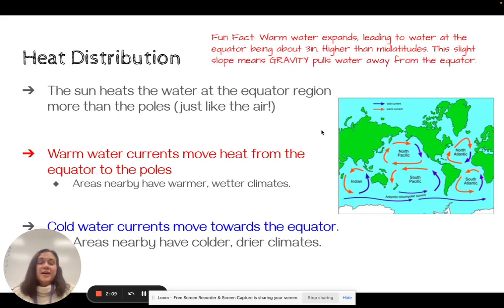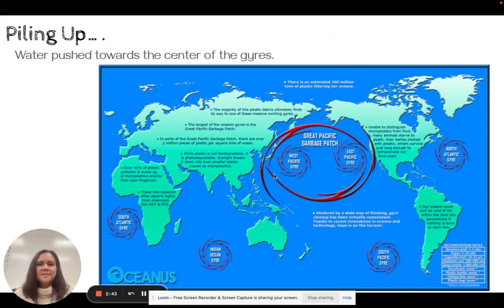Now, I think this is a fascinating fact. We were just talking about how when air is warm, it's less dense. Water is sort of the same thing. When water warms, it actually expands. So all the warm water along the equator has expanded to a point where it's about 3 inches higher at the equator than the mid latitudes. So literally, a lot of this water moving away from the equator is sort of running downhill in a weird way. Kind of a neat way to think about that.